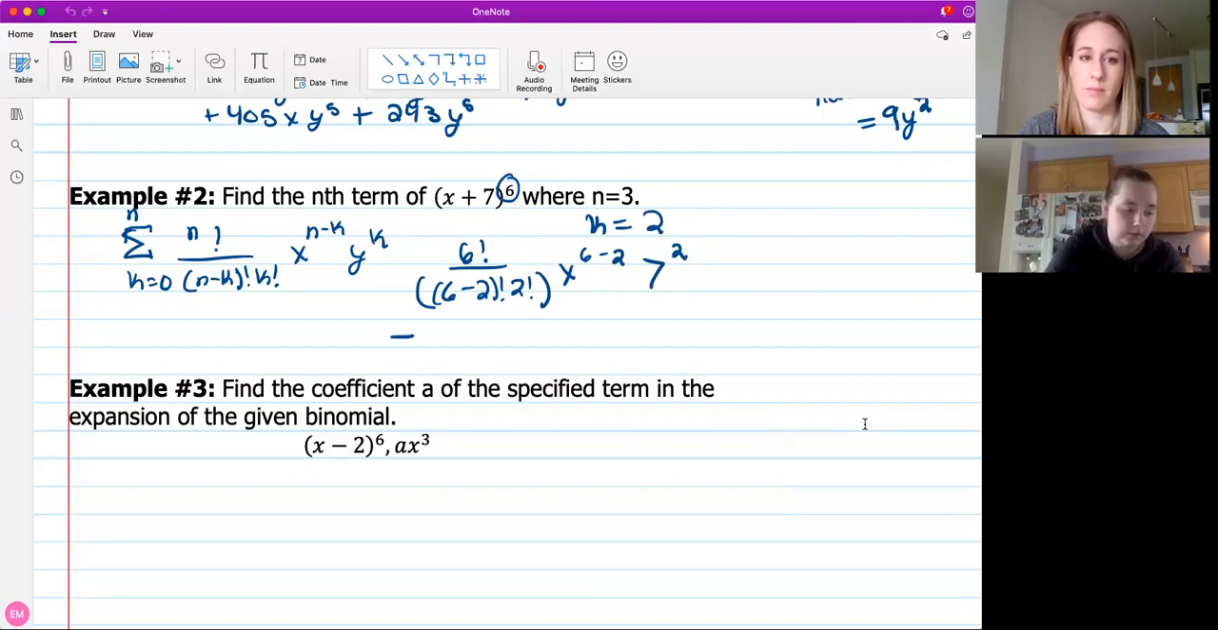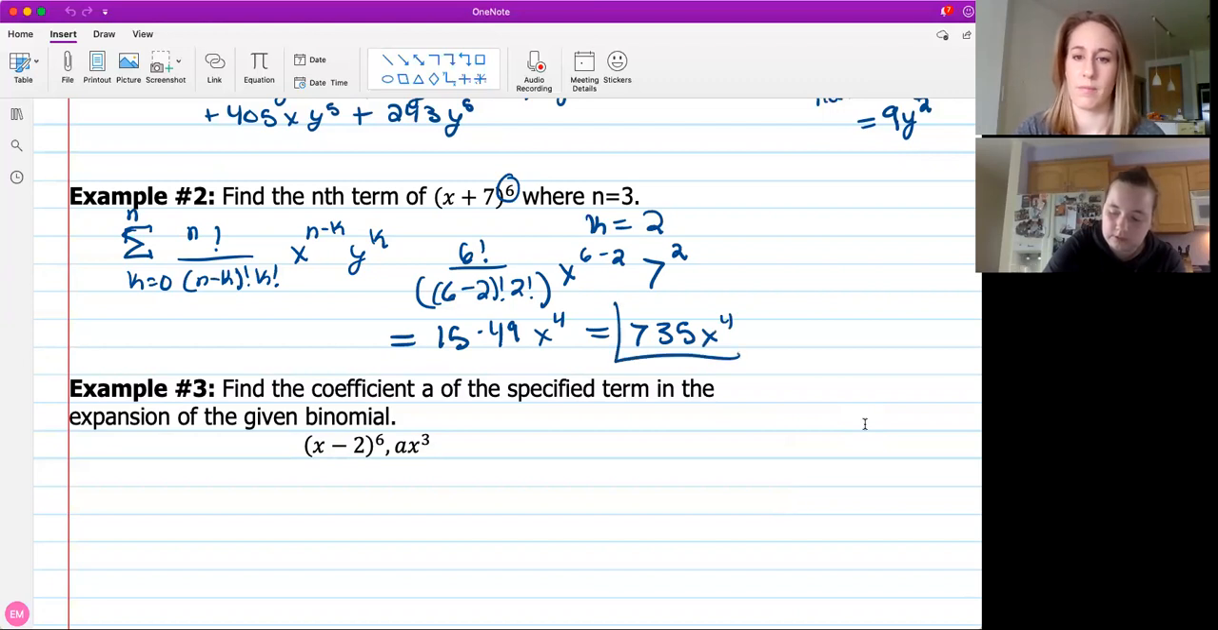And then this is going to equal, so that factorial piece actually equals 15. And then we know that 7 squared is 49. And then we have x to the 4th. And this simplifies to 735 x to the 4th. So in our expansion, our third term would be 735 x to the 4th. Just like that. So again, looks intimidating, not that bad.